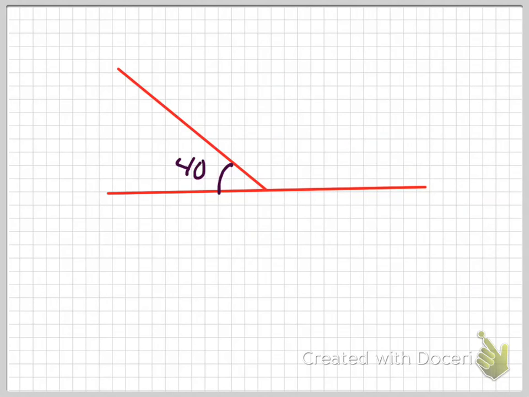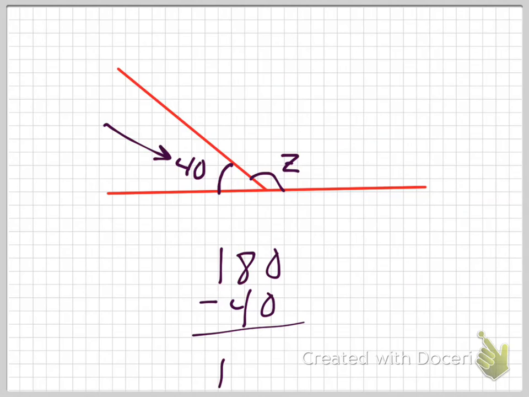Okay. What if I have this? And you know that this angle right here is 40 degrees, and I want you to tell me what Z is. First of all, what are those two angles? Those two angles are supplementary. That's the word you're looking for. Since they are supplementary, you know that they add up to 180. You already know this one is 40, so how would you figure out what the other one is? Subtract it from 180. 180 minus the 40 we already know, 140.